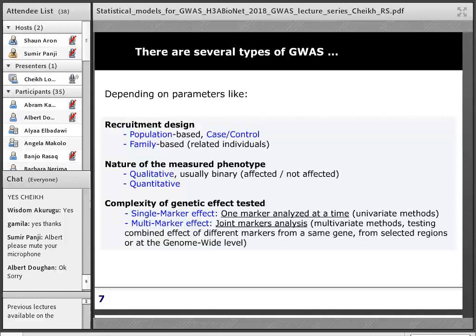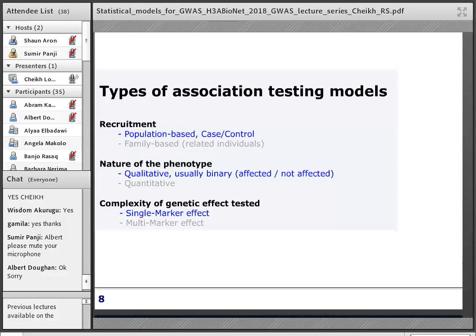The different markers can be on the same gene, so you can have the p-value of the gene, which is the overall significance of all the SNPs lying in the same gene, or they can be different SNPs from a selected region of interest. And it can also be a search at the genome-wide level, which is more complex computationally, very costly, to look at joint effects at the genome-wide level.